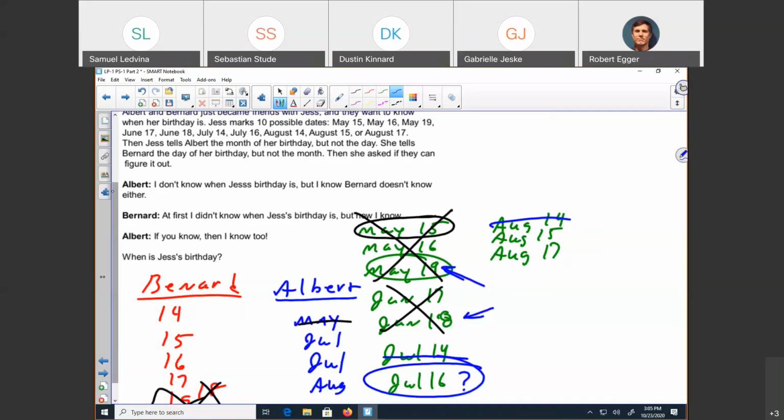Dustin on the 16th got it correct. Because if the month was August, and Bernard knew what it was, it would have been either the 15th or the 17th. Because right now the 16th, 15th, and 17th are one date only to choose from. That's why you rule out the 14th. But for Albert to know, we have to get it down when there's only a single choice in the month, which gives us July 16th.